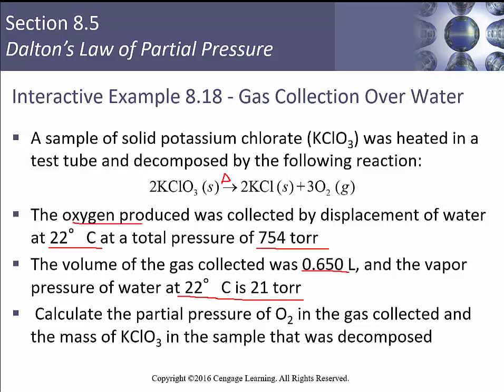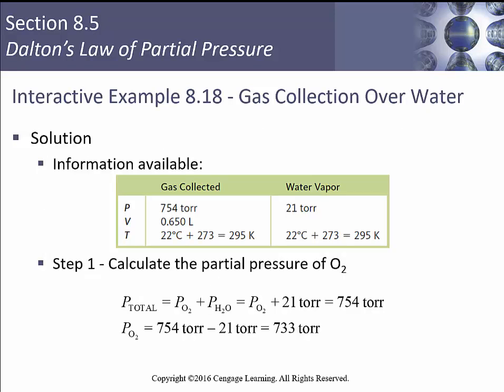We want to calculate the partial pressure of O2 in the gas collected and the mass of potassium chlorate that was decomposed. Looking at the information available in our collected gas, we know the pressure was 754 torr. The volume was 0.65 liters, and our temperature, we converted into Kelvin, 298. The temperature is the same for the water vapor, and the vapor pressure, we were told, was 21 torr. The volume will be the same. It's going to be the same volume in there.